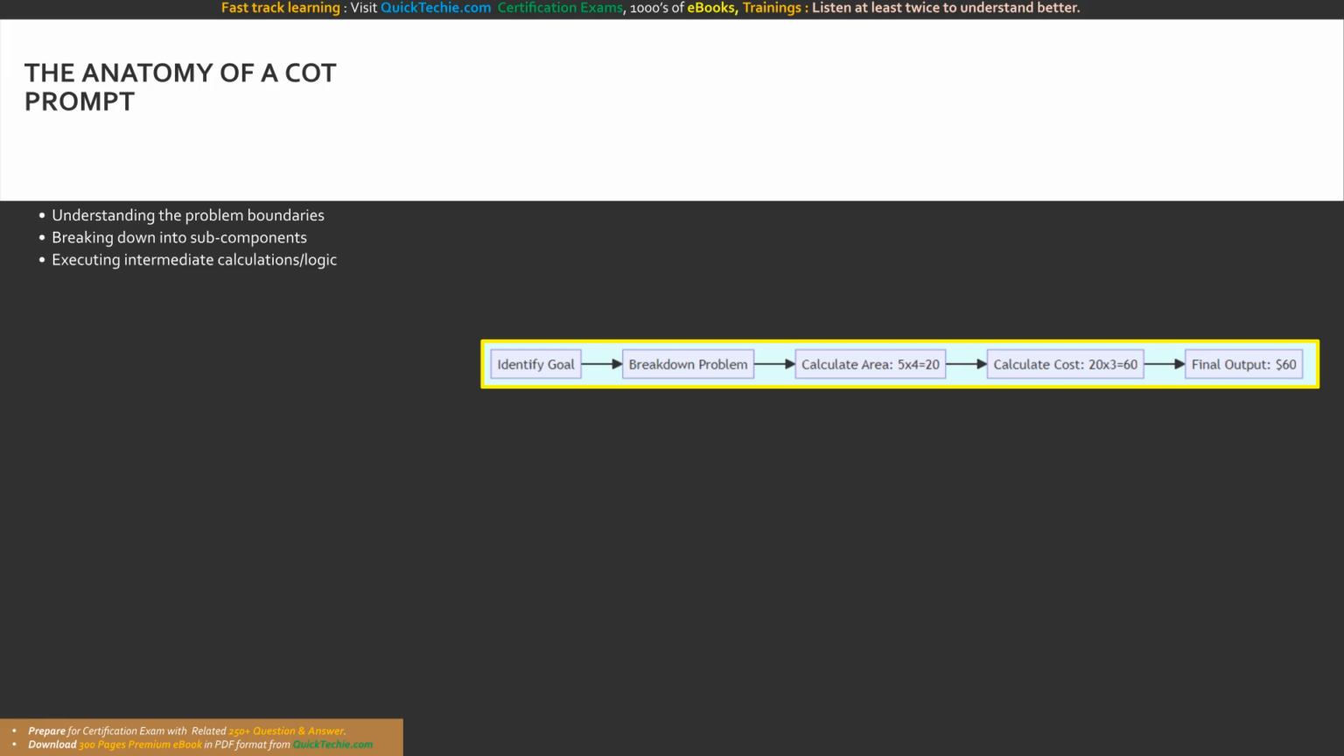This intermediate step is crucial because it translates the room's dimensions into a single value representing the total surface to be painted before proceeding. It is literally forcing the multi-billion parameter neural network to show its scratch pad. Observe the execution path of our painting problem. The model identifies the goal, breaks down the problem, executes the area calculation, feeds that intermediate result into the cost calculation, and securely arrives at the final $60 output without any guesswork.